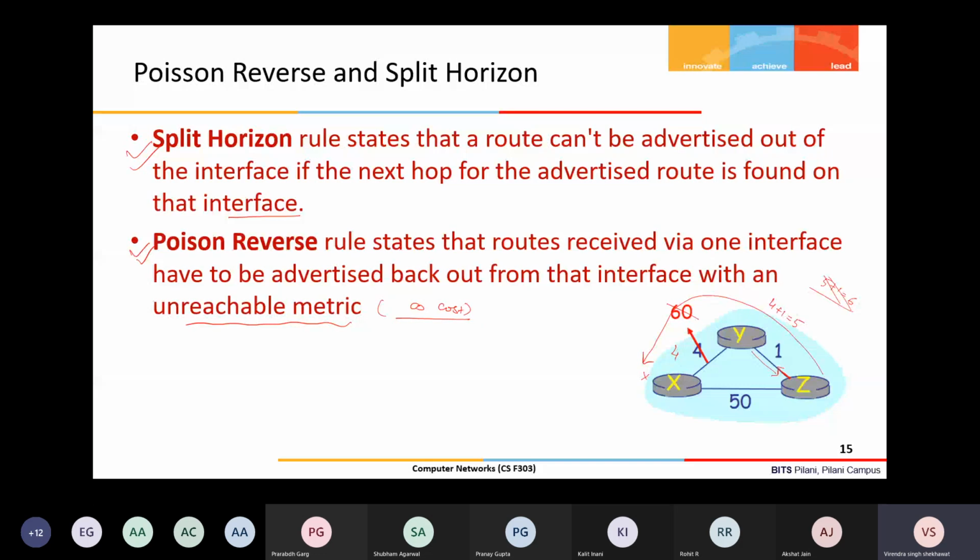According to the protocol, this infinity has a specific meaning. For example, there is a protocol called RIP, the Routing Information Protocol, which is based on the distance vector routing algorithm.